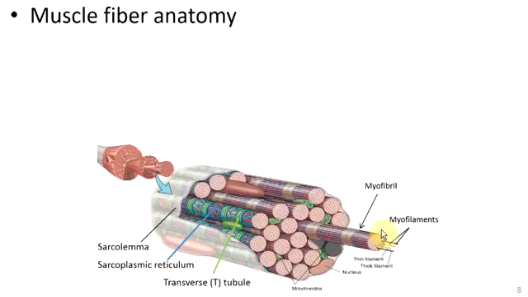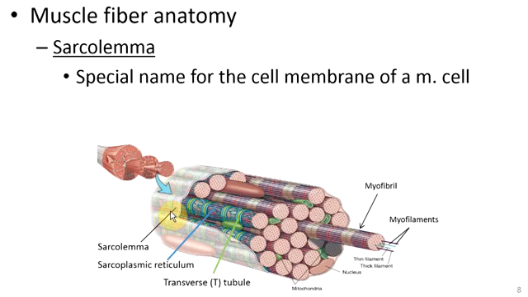Okay, so back to the microscopic anatomy here. The sarcolemma, which is this surrounding right here, is what we call the cell membrane, which you remember is also called the plasma membrane. For whatever reason, we don't call it that in the cell of a muscle. You could, but they just call it the sarcolemma. And you remember sarc means flesh, which is what muscle is, and lemma means covering.